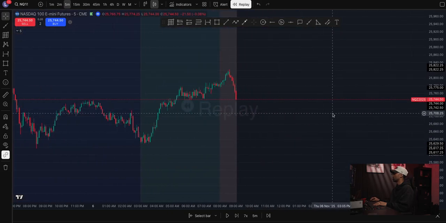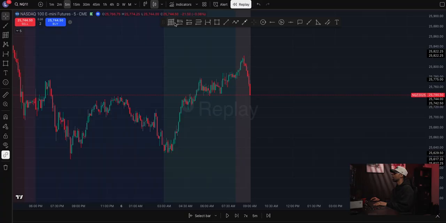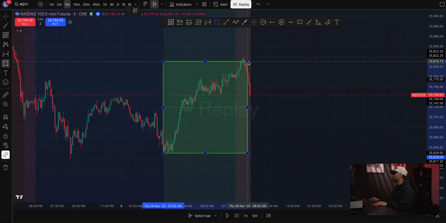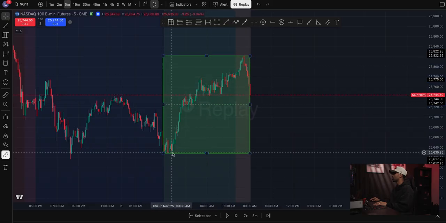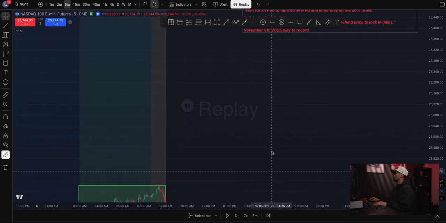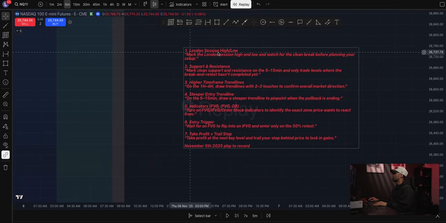So we're going to go ahead and mark our high and our low for the play that we are going to look at. Here is 9 o'clock. We have our low down here, the start of the session, and by 9 o'clock we have our high up here. So we got that. We can go ahead and check that off.